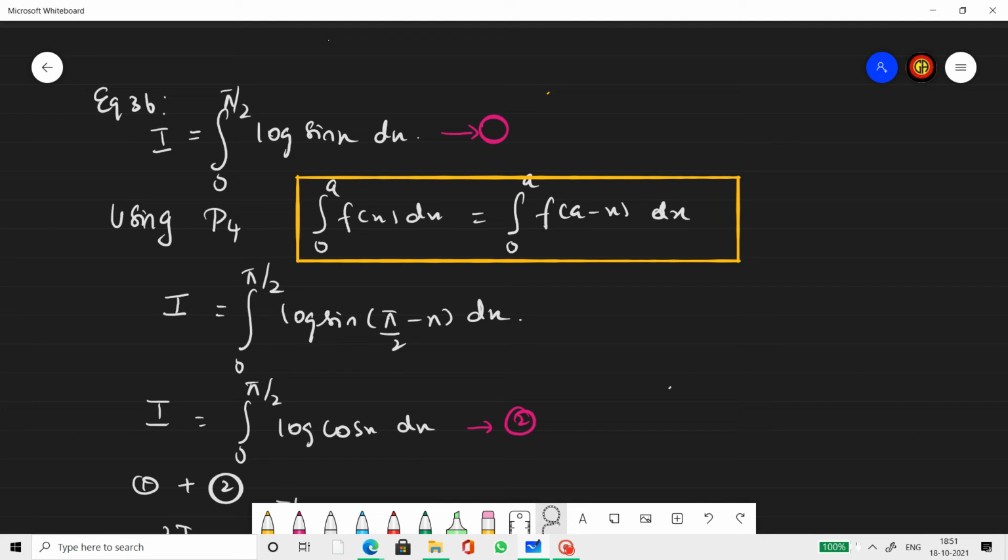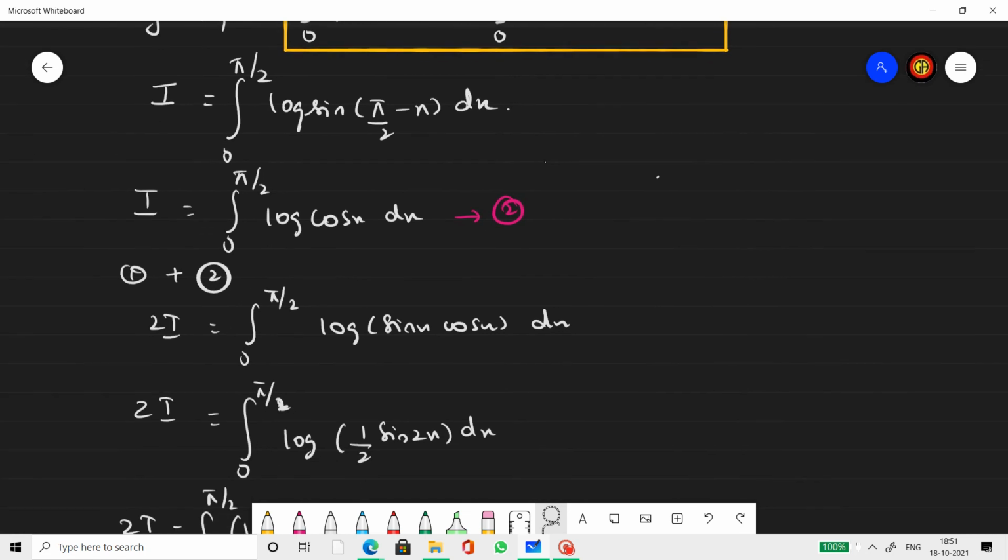Example 36, integration 0 to pi by 2 log sin x dx. First we use property 4, where we change x to a minus x form. So sine of 90 minus theta is cos theta. So I will become integration 0 to pi by 2 log cos x dx. Now add the I before the property and the I after the property. So we get 2I equals log sin x plus log cos x. Log sin x plus log cos x is log sin x cos x. So we come to this step.